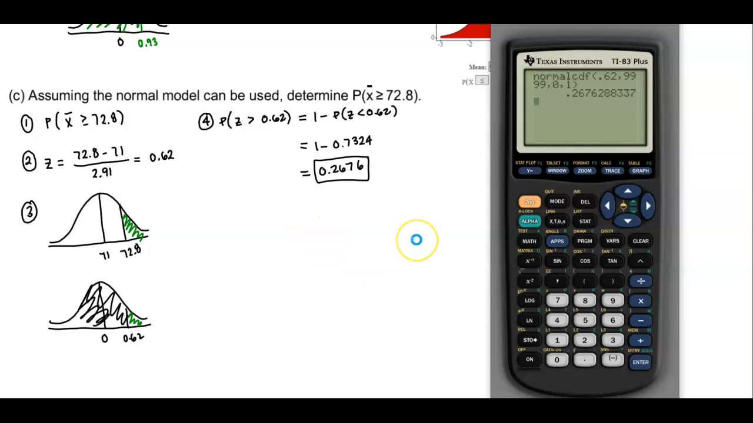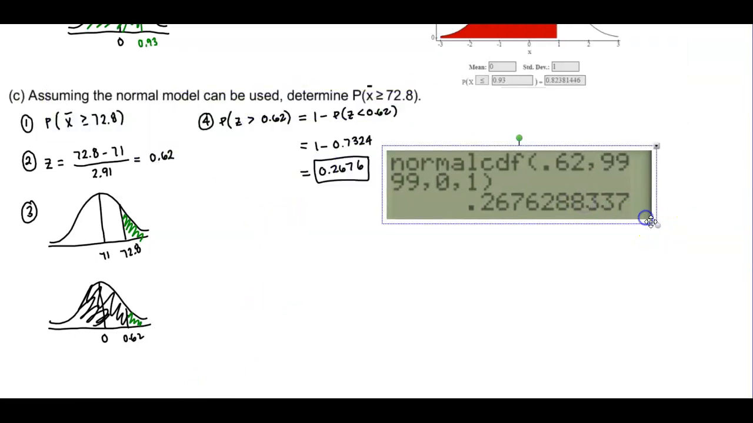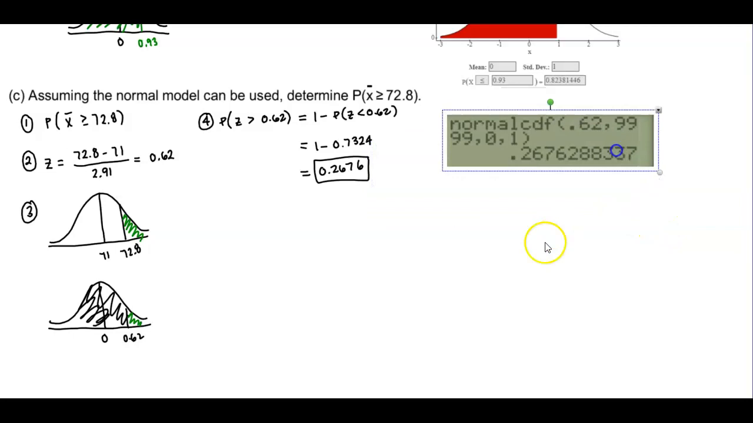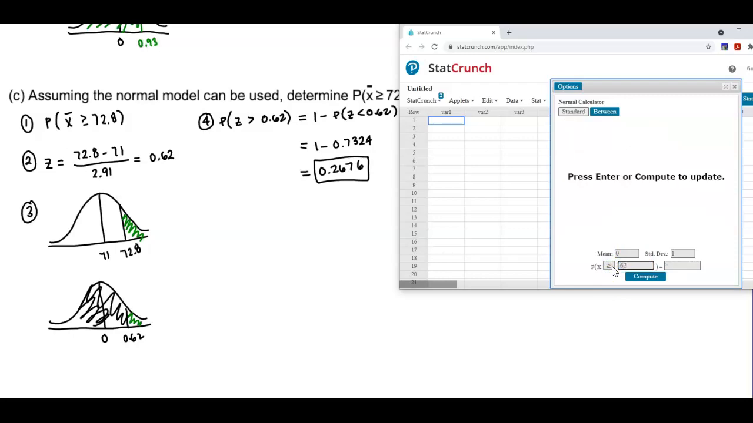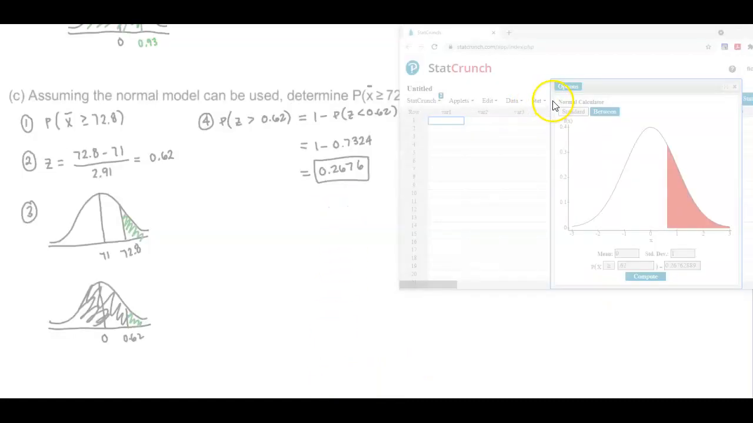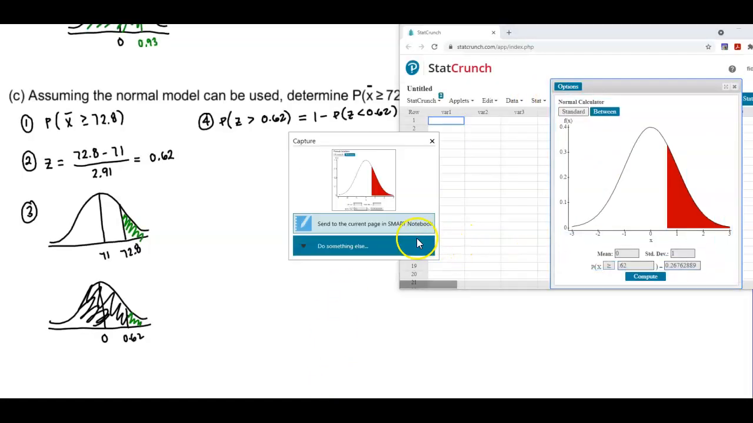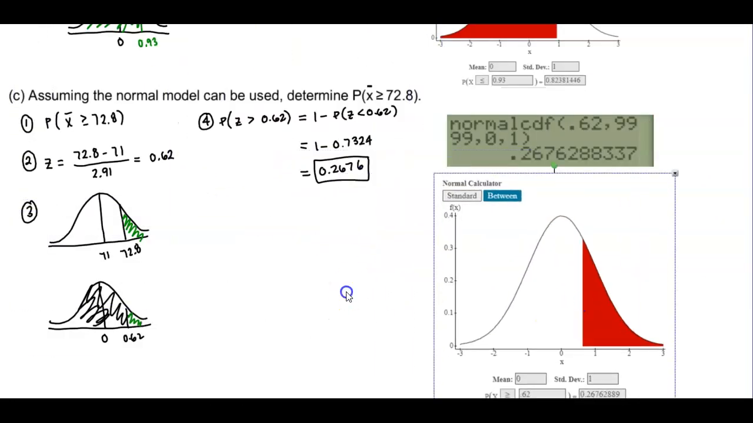Then we're going to use StatCrunch, using the normal curve calculator. We know that our mean is 0 and our standard deviation is 1, and we're looking for the value to be greater than 0.62. So we calculate that, and again we can see that we get the same area that we found using our calculator and also using the table.